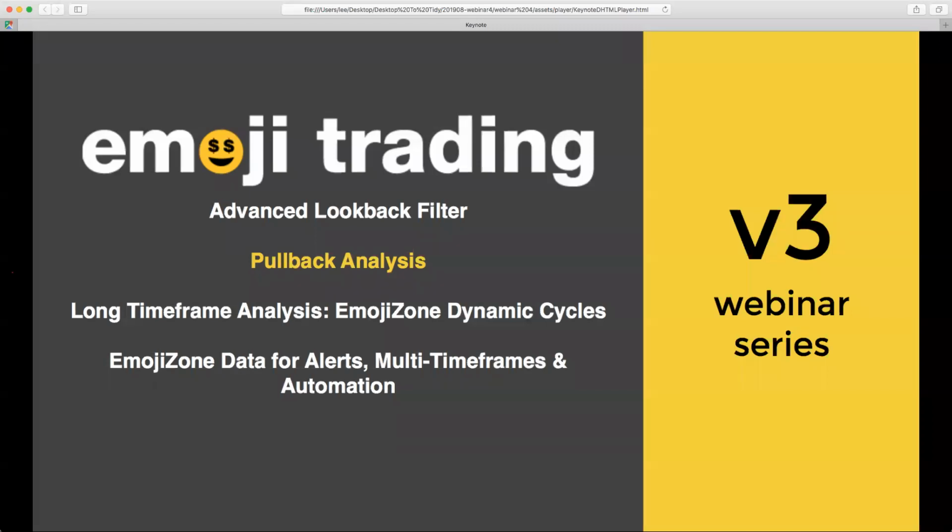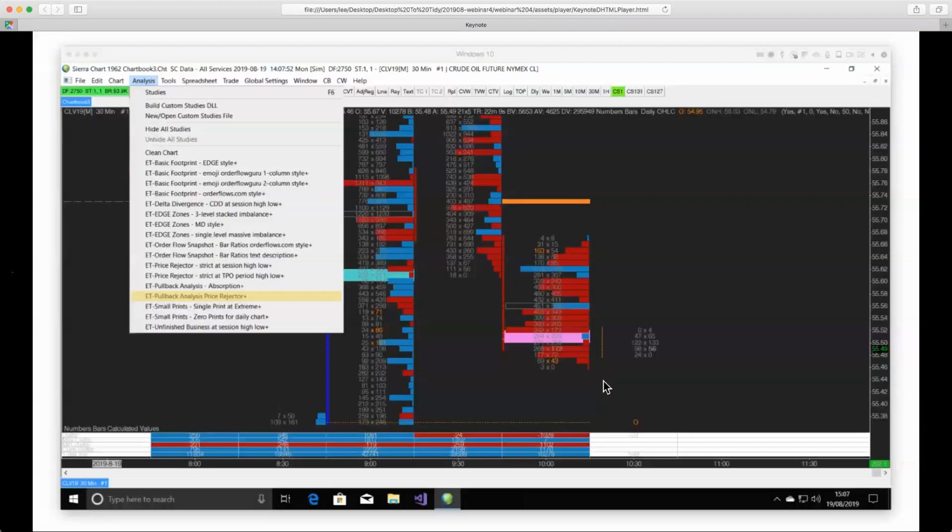So the next thing I'm going to talk about is a new feature in version 3, which is Advanced Pullback Analysis. We introduced this, I think, with Price Rejector in webinar 1 or webinar 2, and it created some questions. What I'm going to do here is explain the concept again using a static illustration and show you how you can simply apply this setup to some charts to start to explore the concept.